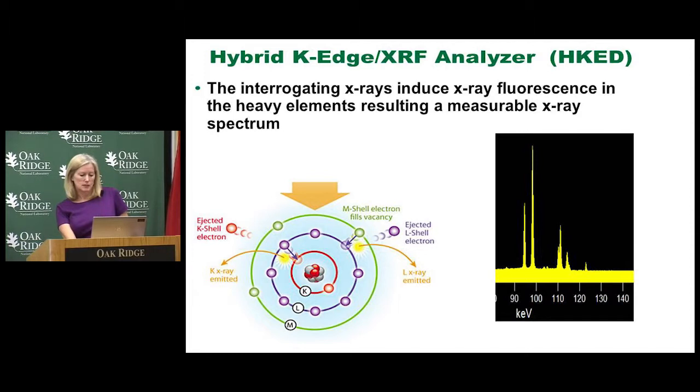So here is an X-ray spectrum. This is not a spectrum measured by the hybrid K-edge, but this shows you the peaks. This is a uranium peak, this is a uranium peak, and down here are plutonium peaks. And we use the ratio of those peak heights to determine the ratio of the heavy elements in the solution.